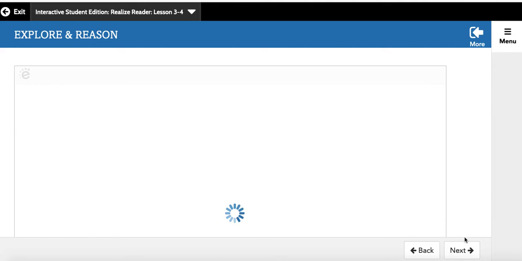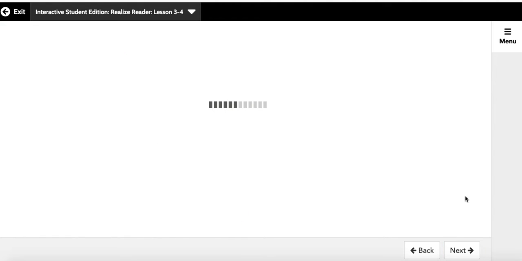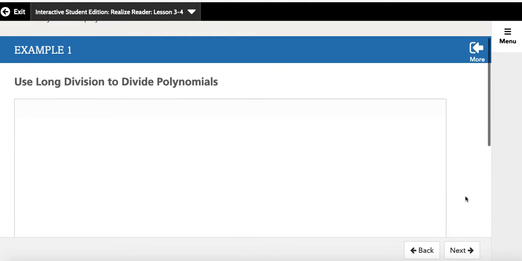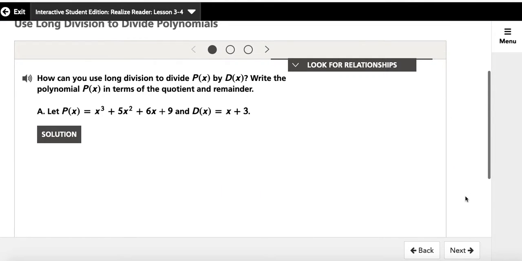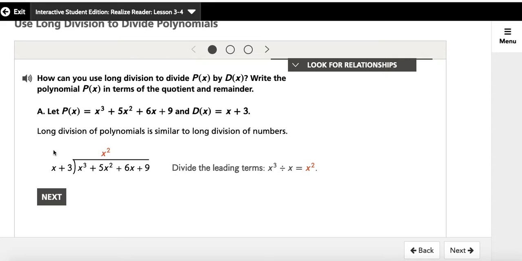First type we will deal with is how to use long division to divide polynomials. So let's say we have this polynomial p, which is x cubed plus 5x squared plus 6x plus 9, and we're going to divide it by x plus 3. Using long division, we set it up this way, and we look at the leading coefficient, which is x.